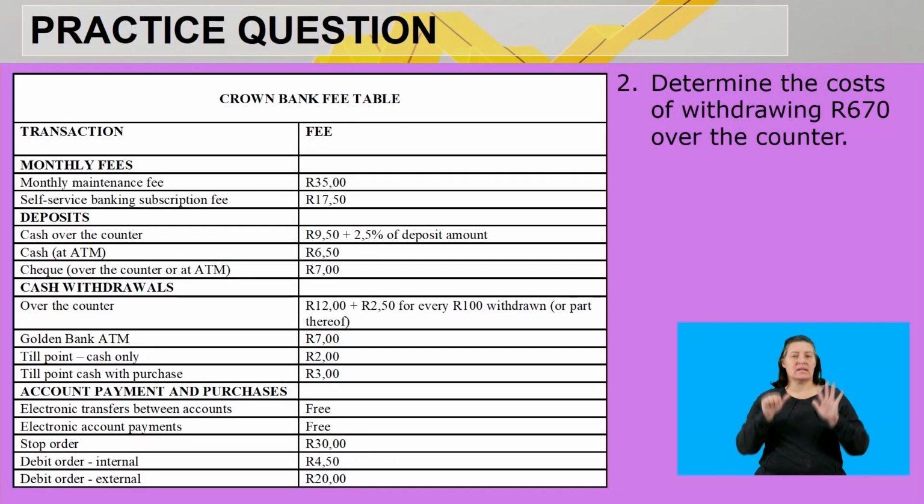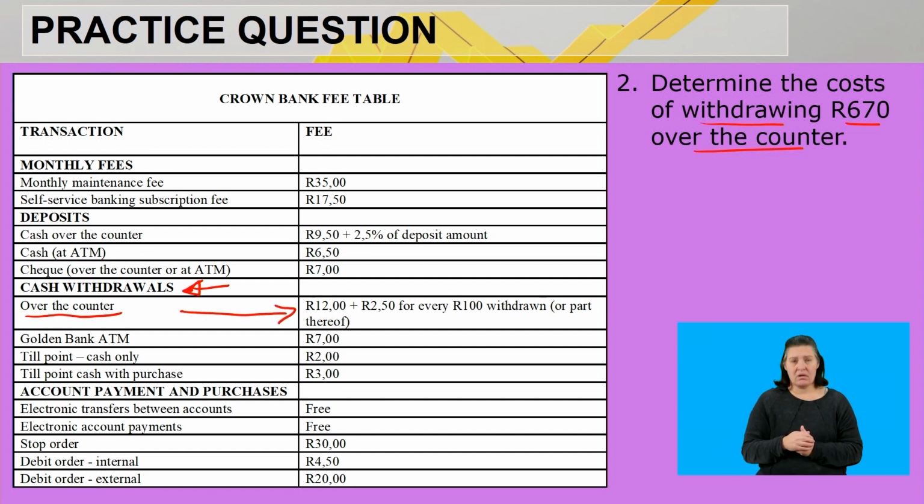Question number 2 says, determine the cost of withdrawing 670 Rand over the counter. Note, this time around it is a withdrawal, and the amount is 670 Rand. It's also important that it's over the counter. Can you see what I'm doing? I'm underlining the important words and the amount. It's a withdrawal, so I go to the part that says cash withdrawals. It is over the counter, so it is here. I need to apply this now.